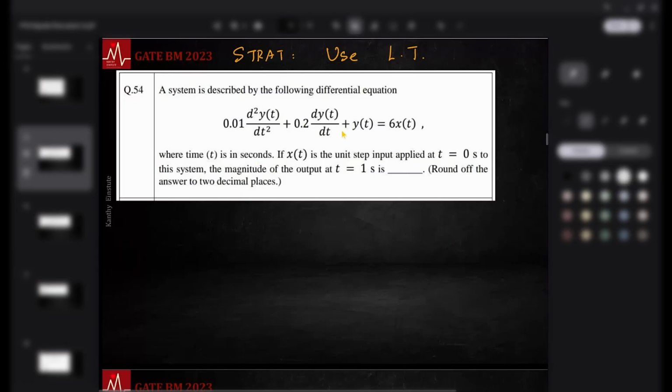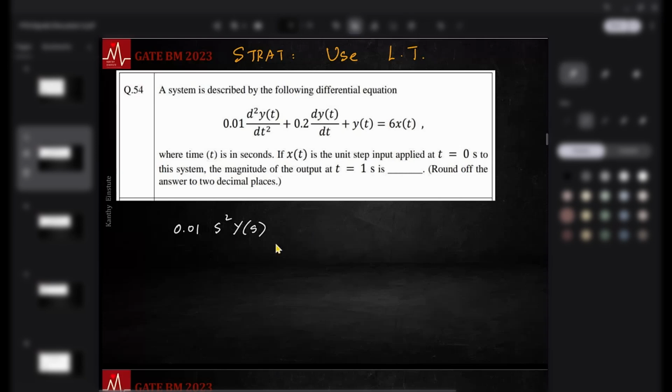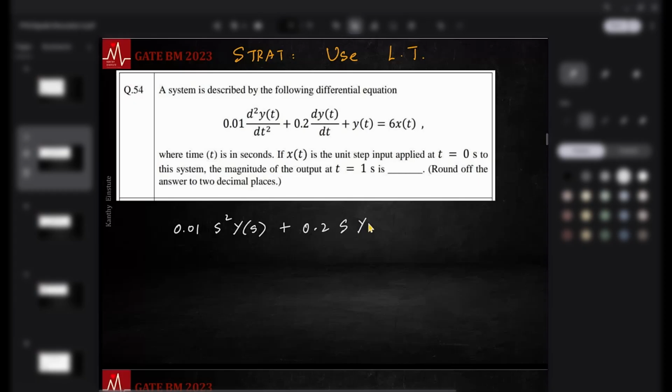If you take the Laplace transform of this, 0.01 s square Y of s. Now, technically, they should have given you y not and all that, but they didn't give anything. You don't bother about it. Initial slope and all that are set to 0. Technically that is not good. Y of s is 6 X of s.